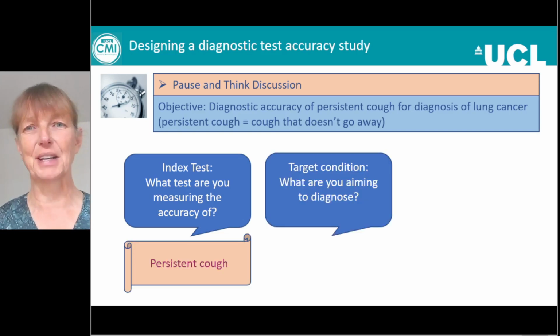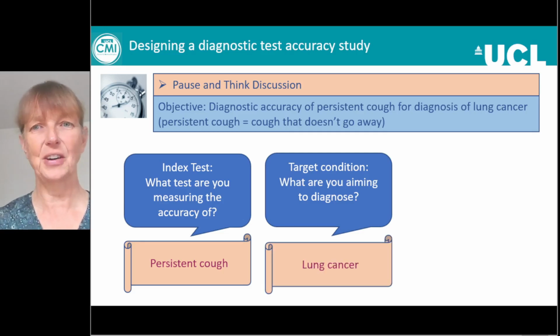The second bit we were trying to work out is what the target condition is. This is the disease that you're aiming to diagnose. Let me read the objective again: diagnostic accuracy of persistent cough for diagnosis of lung cancer. So the target condition is lung cancer.